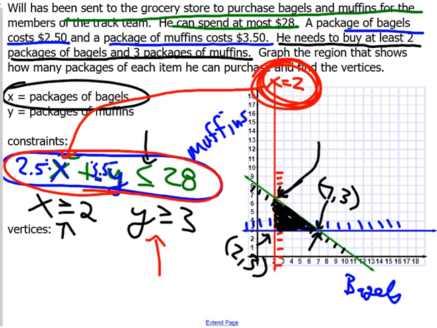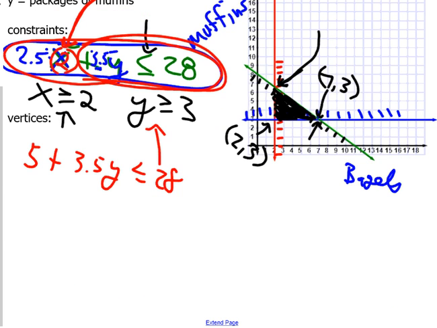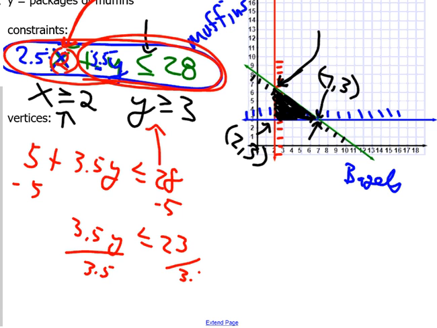But with substitution, we can stick the 2 into here, and there's going to be a 2 right there now. And I can do that in my head. 2.5 times 2 is 5. 5 plus, I'm just reading this equation now, 3.5y is less than or equal to 28, and I'm going to solve it with algebra. So I'm going to subtract 5 from both sides, and I'm going to get 3.5y is less than or equal to 28 minus 5, which is 23. And then I'm going to divide by 3.5. And then there's my answer.